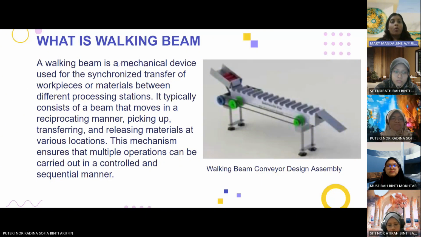First, walking beam. A walking beam is a mechanical device used for the synchronized transfer of workpieces or materials between different processing stations. It typically consists of a beam that moves in a reciprocating manner, picking up, transferring, and releasing materials at various locations. This mechanism ensures that multiple operations can be carried out in a controlled and sequential manner. This is the example of walking beam conveyor design assembly.